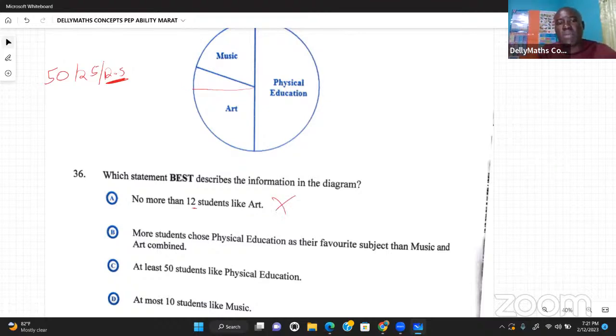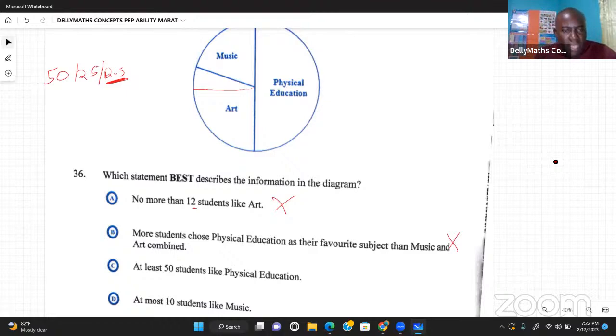This is incorrect because more than 12 like art. We know that because 1/4 of 50 will give us actually 12 and a half, but for people, you'd have to say 13, and it is bigger than 1/4. So that is incorrect. Let us go to B. More students chose physical education as their favorite subject than music and art combined. That is a lie, correct? This is a lie because physical education is equal to music plus art because it's half, right? Music and art together give physical education.